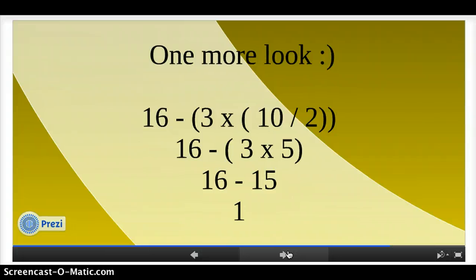All right, one more example. So remember, you're going to do what's in parentheses first. And this one's got double parentheses, so you do the most inner parentheses first. So you have 16 minus parentheses 3 times parentheses 10 divided by 2, close parentheses. So 10 divided by 2, you get 5. So it's 16 minus parentheses 3 times 5. So then you do 3 times 5, and now it's 16 minus 15, which is 1.